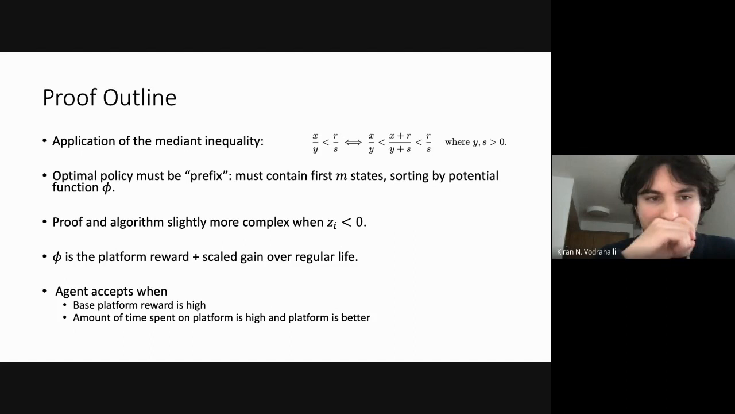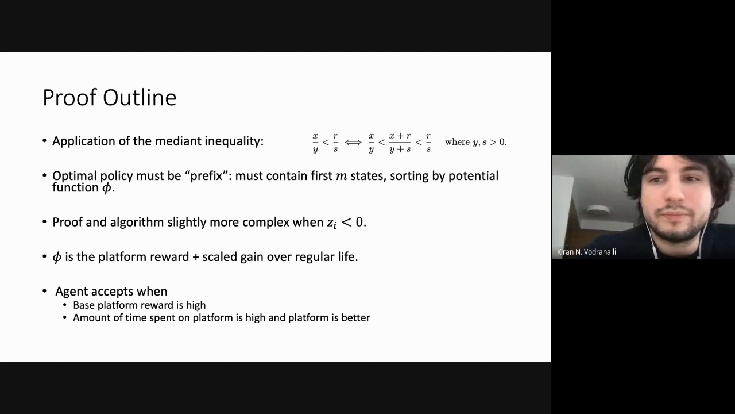One way of thinking about the potential is basically that it's like the platform reward plus some scaled gain over the regular life. And the agent accepts either when the base platform reward is just high, or when the amount of the platform is high and the platform is at least a certain amount better. So that's the intuition.